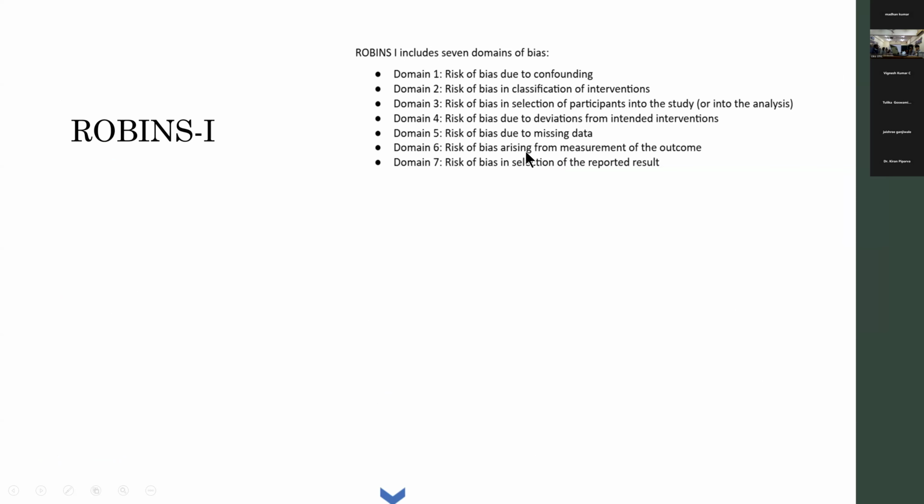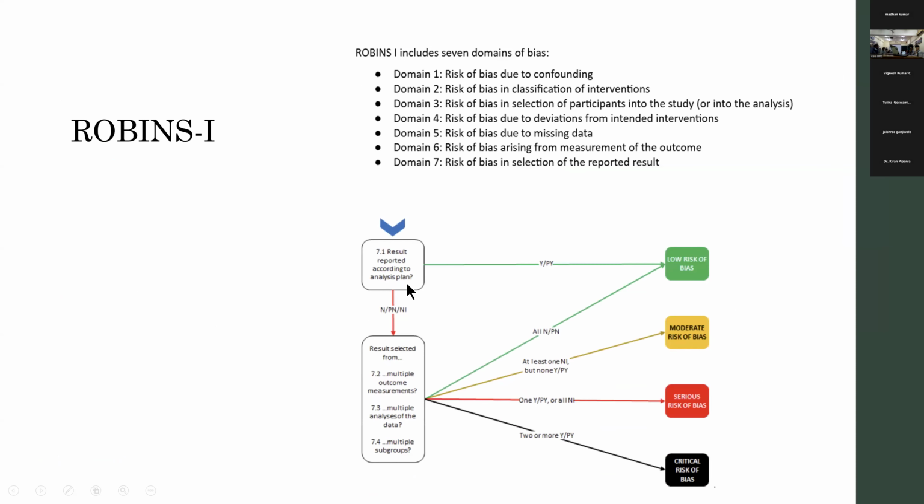So for each of these biases, there are possible answers: yes, no, probable yes, probable no. And based on that, it gives either a low risk or a moderate risk or a serious risk or a critical risk. So if it is a critical or a serious risk, probably the validity of the study is not good.